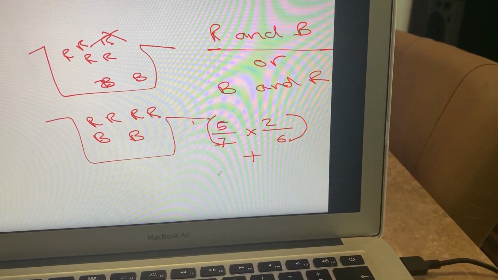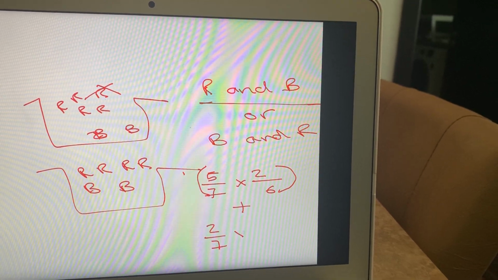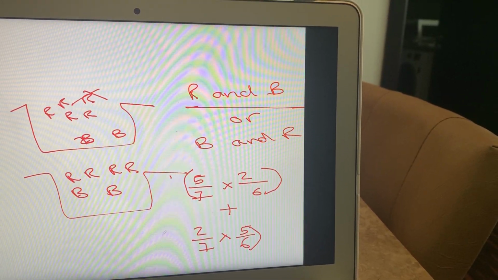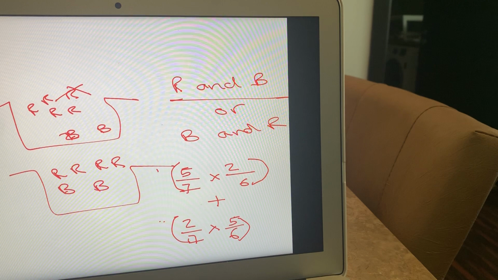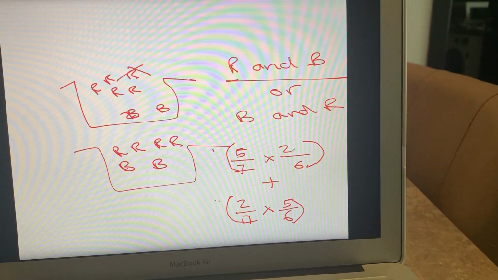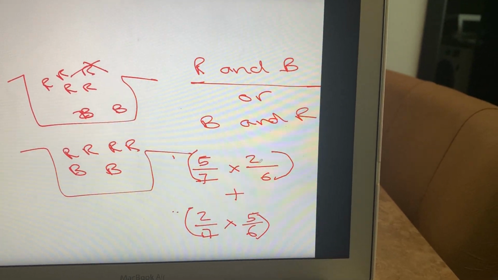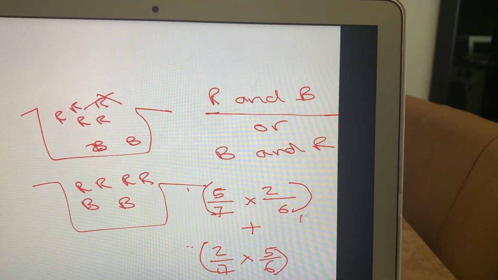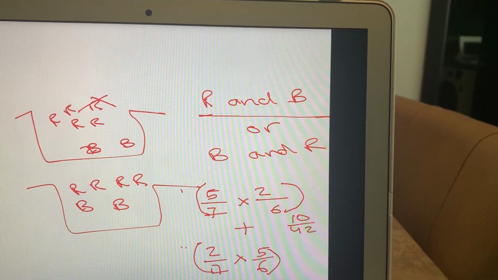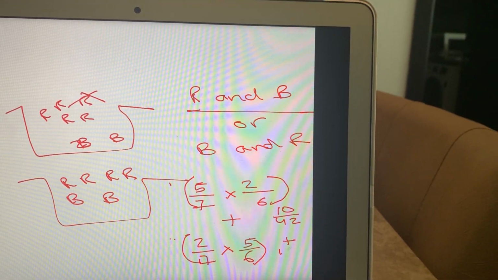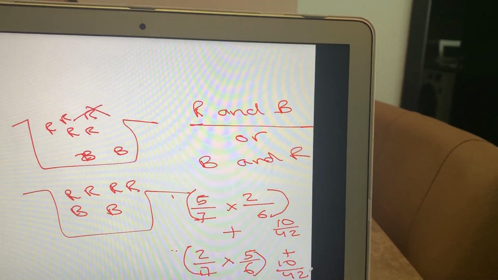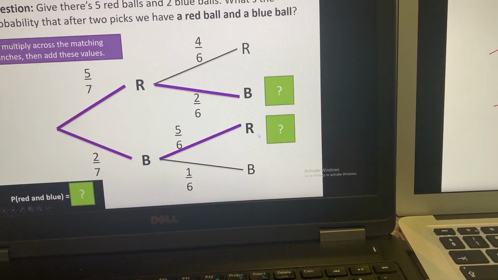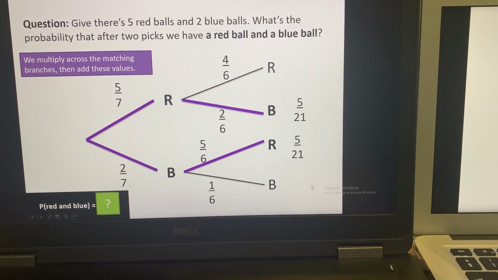So 2/7 and means to multiply 5/6. That will give me, what would that give me? So pause and do the calculations. So that should give you 10 out of 42 plus 2 times 5, another 10 out of 42. So the answer will be 20 over 42. And then if you want, you can simplify that as well.